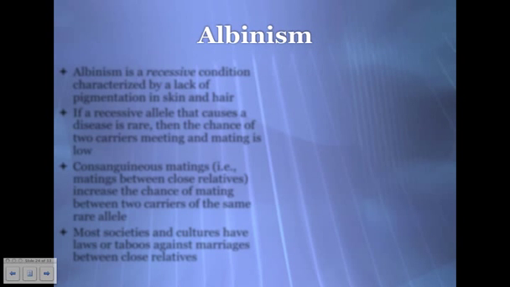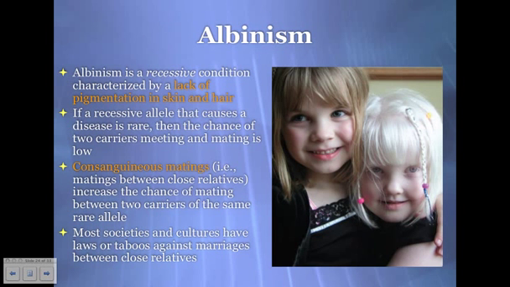Let's talk about a few of these traits and what their inheritance patterns are. Albinism we already briefly discussed with epistasis, but just to more formally define it, albinism is a recessive condition characterized by a lack of pigmentation in skin and hair. If a recessive allele that causes a disease is rare, then the chance of two carriers meeting and mating is fairly low. And in the case of albinism, it is a recessive condition, meaning that the individual will only show albinism if they receive both recessive alleles.